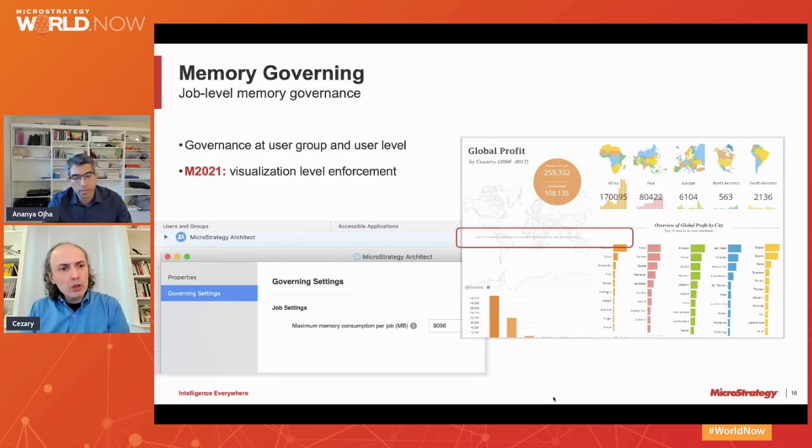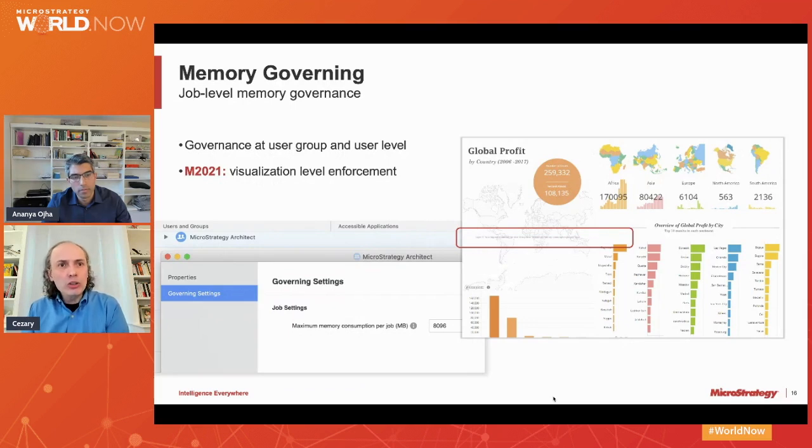To that end, MicroStrategy 2020 introduced job-level governing. This ability allows you to restrict the amount of memory that any individual user job, action, or execution can consume, with the ability to set different limits for different user communities, giving advanced analysts all of the power and resources they need, while protecting less sophisticated users from mistakes that could consume a lot of memory and impact the experience of other users in the system.